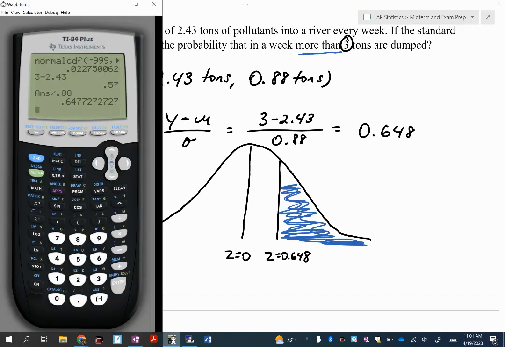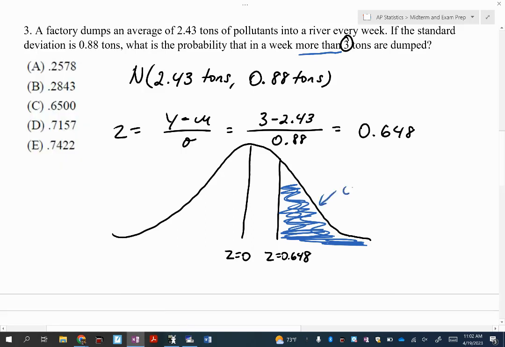Okay, so let's go to our calculator. I'm going to do second vars, normal CDF. This time, what's our lower bound? 0.648. Again, if you wanted to get more of a right answer, you would put in the 0.64772727. It's okay, not worried about it. Upper bound, infinity. And so this answer is 0.258. So look at your answer choices. I'm going to pick the one that's closest. All right, and the one that's closest is letter A.